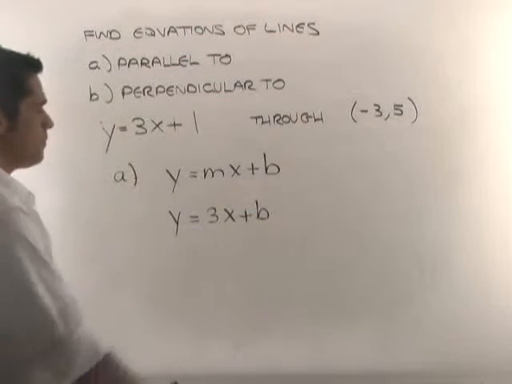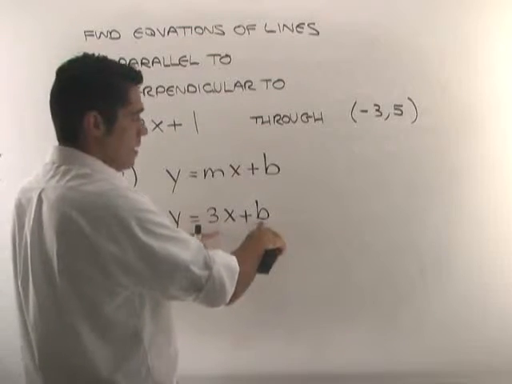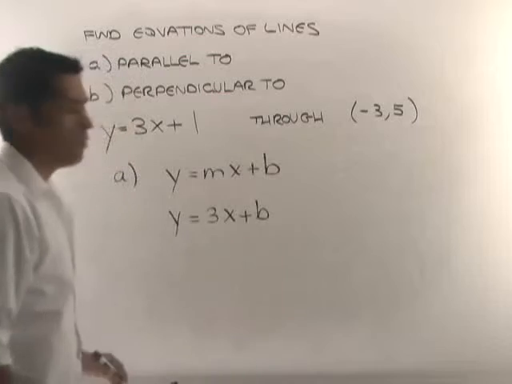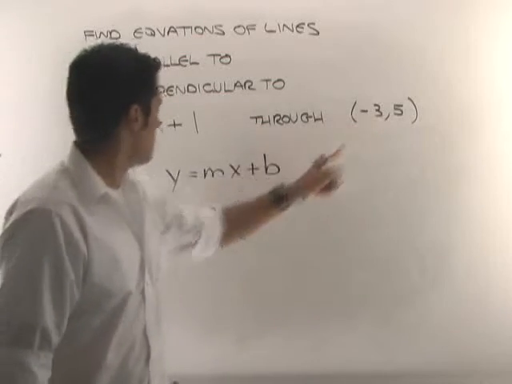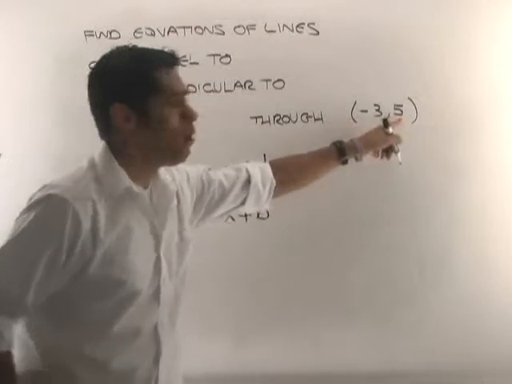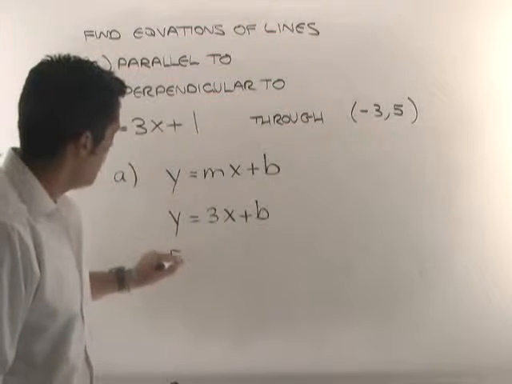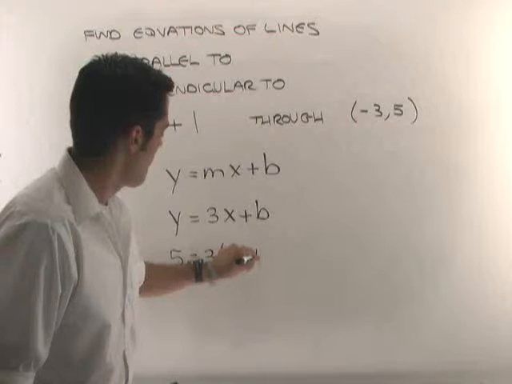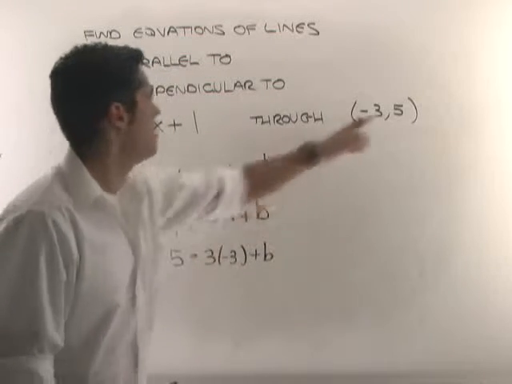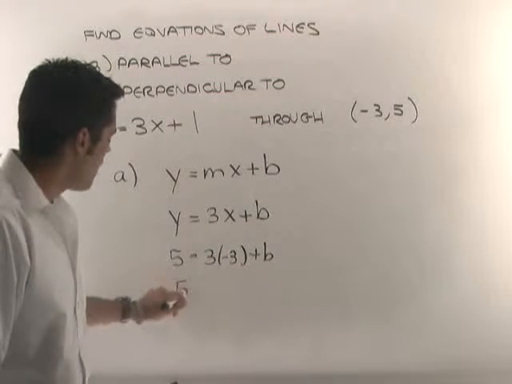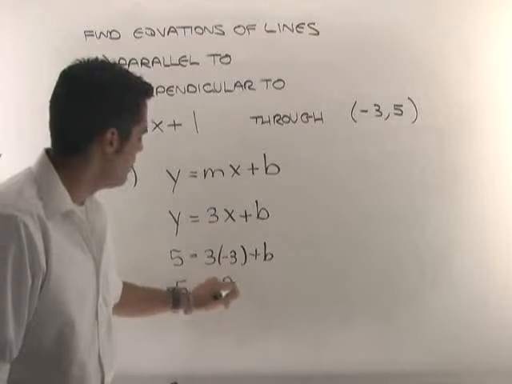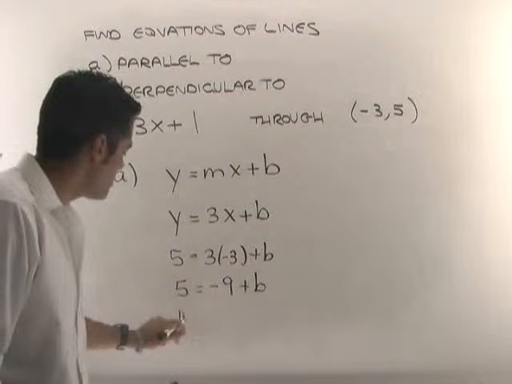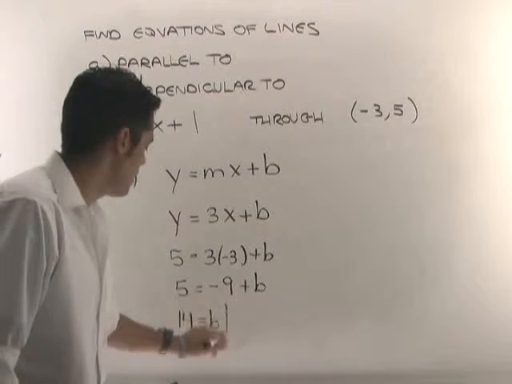Now what we need to do is what we've done before. We need to find B. Now we're given a point. So we have a slope and we have a point. So using what we've done in the past, we're going to replace our x with -3. We're going to replace our y with 5. And we should be able to get our B. Okay, that's the -3, and that's the 5. And now this is 5 equals -9 plus B. If we add 9 to both sides, we get 14 equals B.